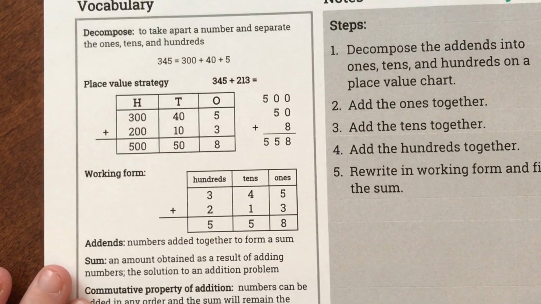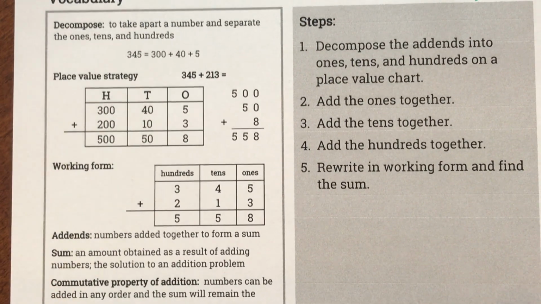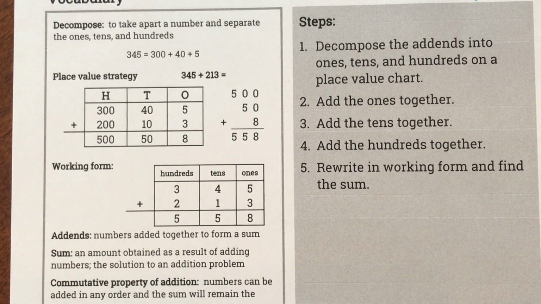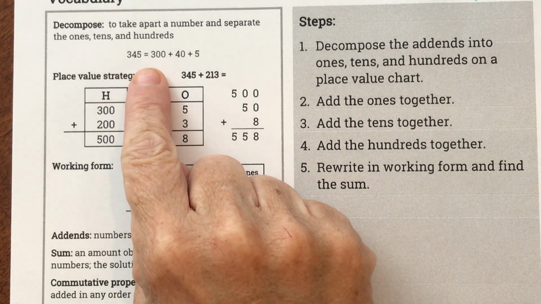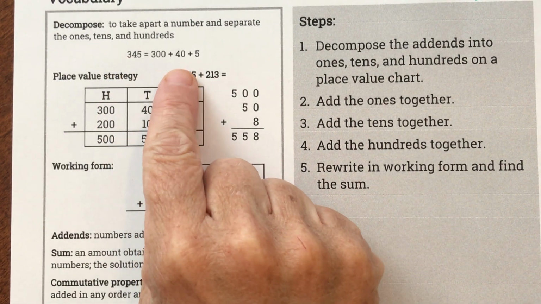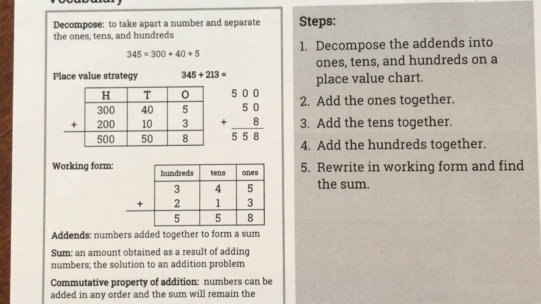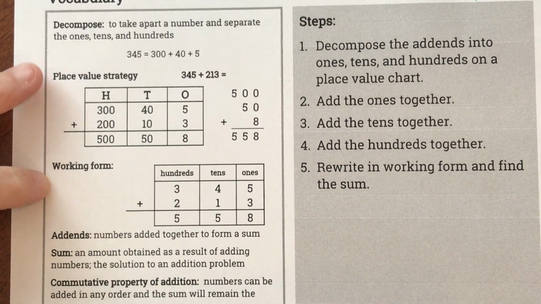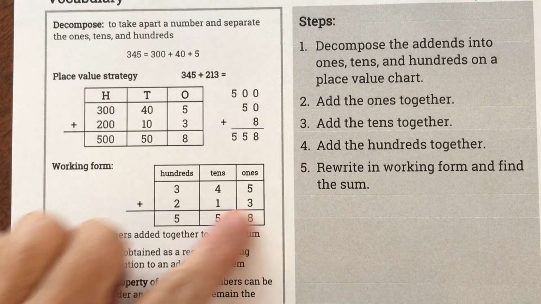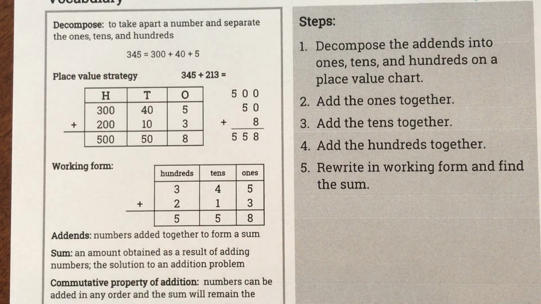Our first word is decompose, which we did in our last lesson. So this says to take apart a number and separate the ones, tens, and hundreds. And so it tells us 345 equals 300 plus 40 plus 5. Then they show us two of the examples. You can use these to help you, but I'm going to also show you when I model them, and then we'll do some examples together.